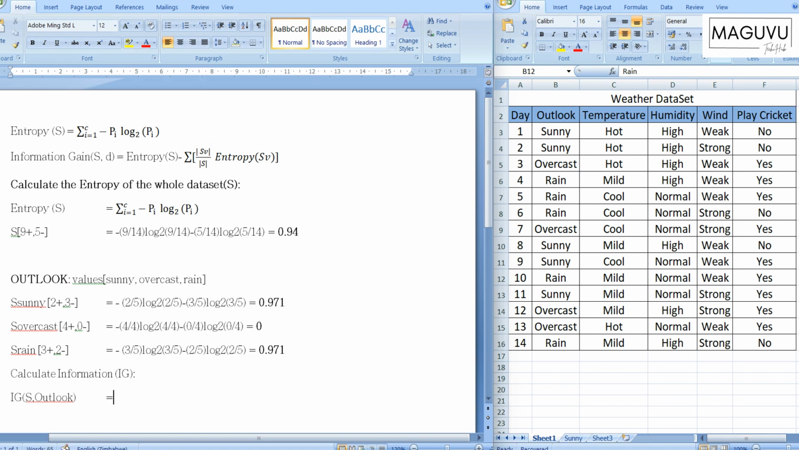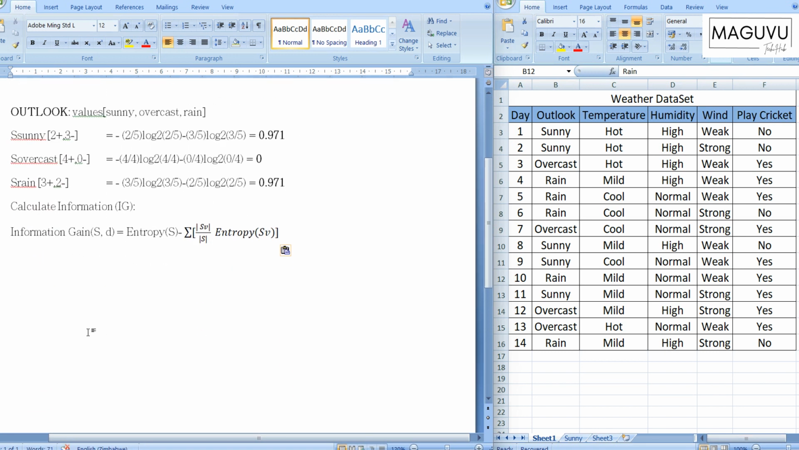and this gives us, taking from this formula that we have, let's just take that and bring it down. Okay, makes sense. So let's just move this screen up a little bit, and so we are going then to say IG of S, and then the D there is our outlook, so outlook, and then we can go ahead and do the substitution.